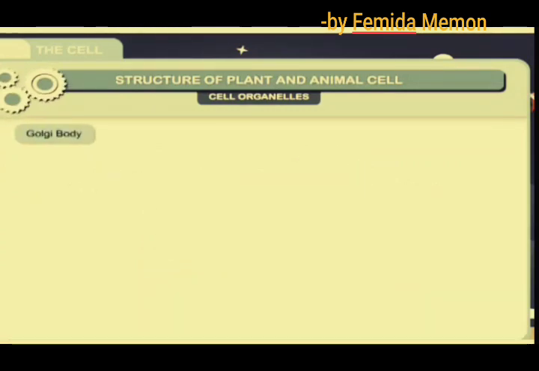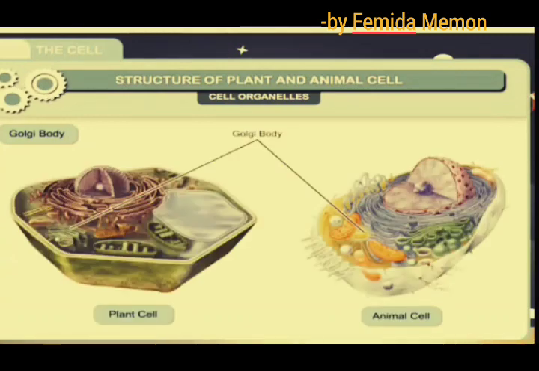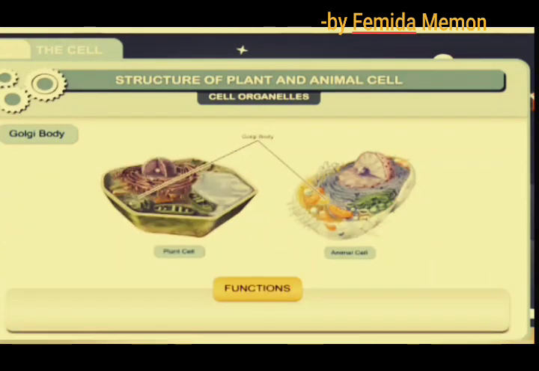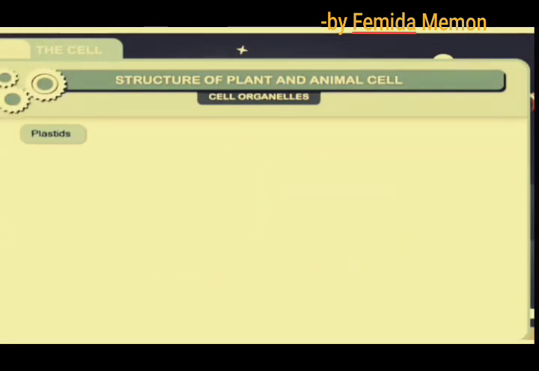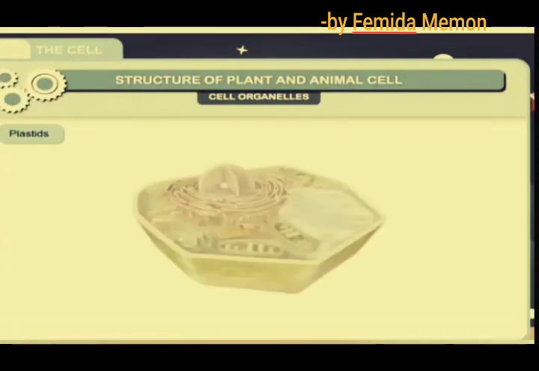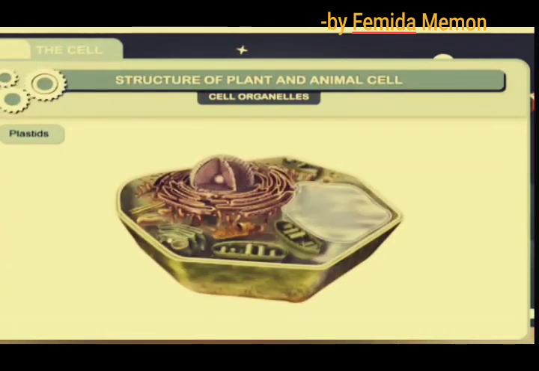Golgi body. They occur near the nucleus of the cell and consist of stacks of thread-like thin membranes of variable shapes and sizes. Functions. They are involved in the cell secretion. Plastids. They occur only in plant cells and are of different colors. Plants use them for storage and manufacturing of food materials. They are of three types.